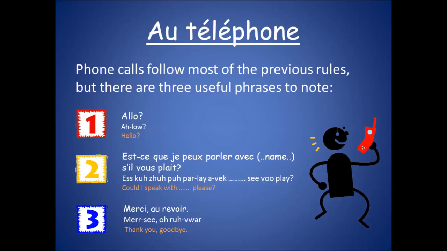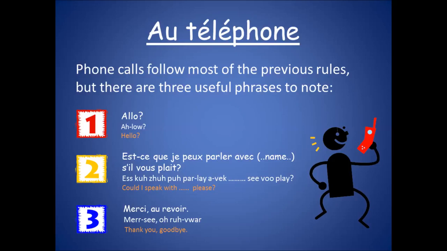Okay, number 2. Est-ce que je peux parler avec, and then the person's name, s'il vous plaît. Now, s'il vous plaît is something that you'll see quite a lot. It's something that we use all the time. There's only one real way of saying it, and it means please. Now, I know the phonetics underneath might seem quite confusing to some people, so if you try and follow those as I go through the French, you'll hopefully be able to see where we're up to.